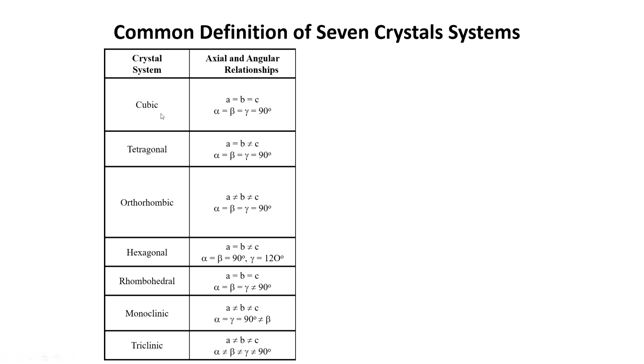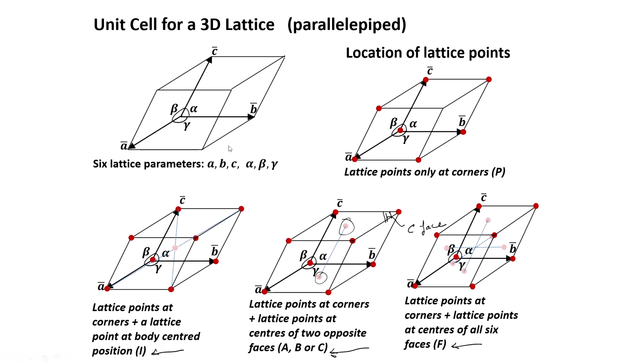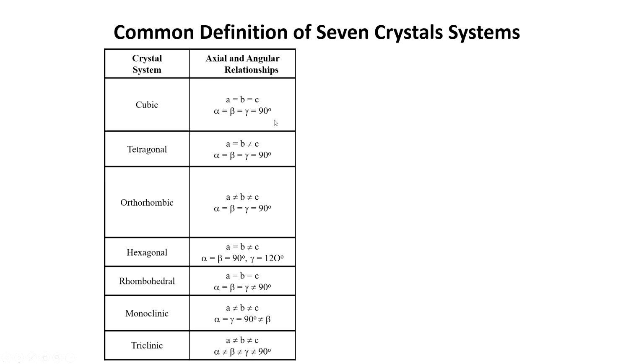Now, this is a commonly used definition you will find in most books, where the axial and the angular relationships, that is the relationship between the parameters a, b and c and alpha, beta and gamma. So, for the cubic, you will find in most elementary material science books a statement that a cubic crystal system is defined by putting a equals b equals c and alpha equals beta equals gamma equals 90 degrees.